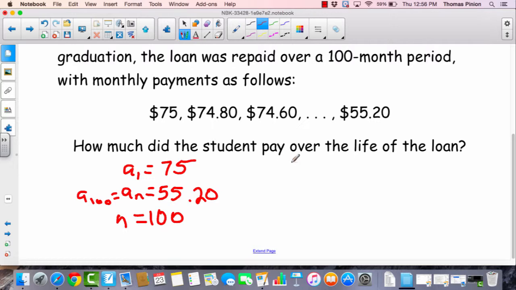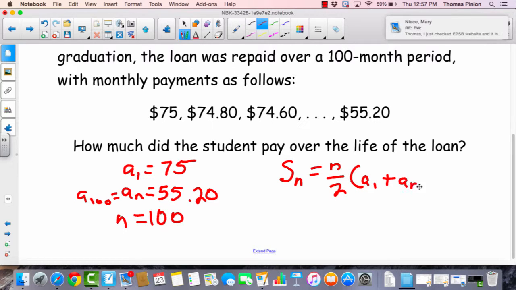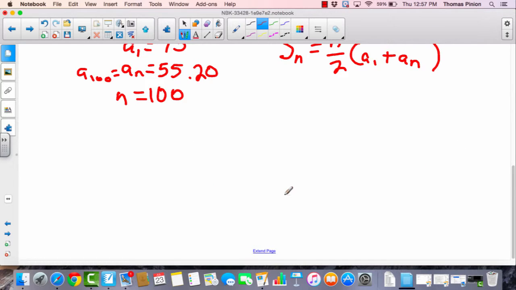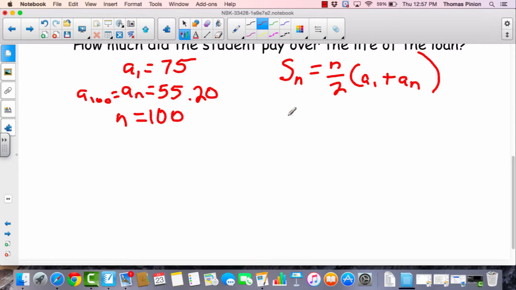S sub n equals n over 2 times a sub 1 plus a sub n. Now, let's go ahead and plug in what we know. We got S sub 100 equals 100 divided by 2 times our first term of 75 plus our a sub n term, which is 55.20.